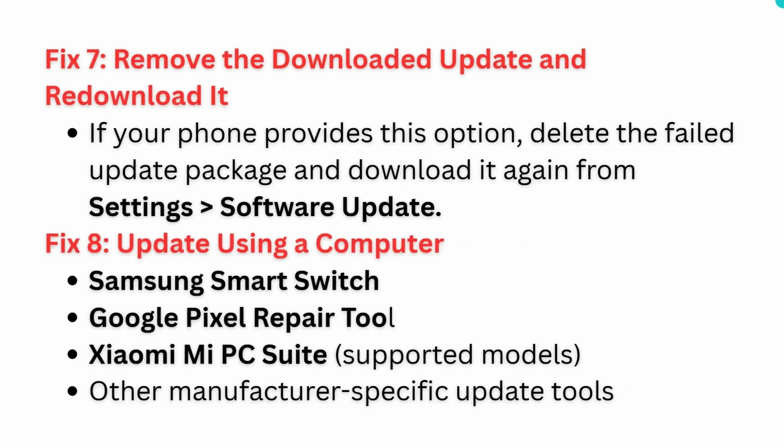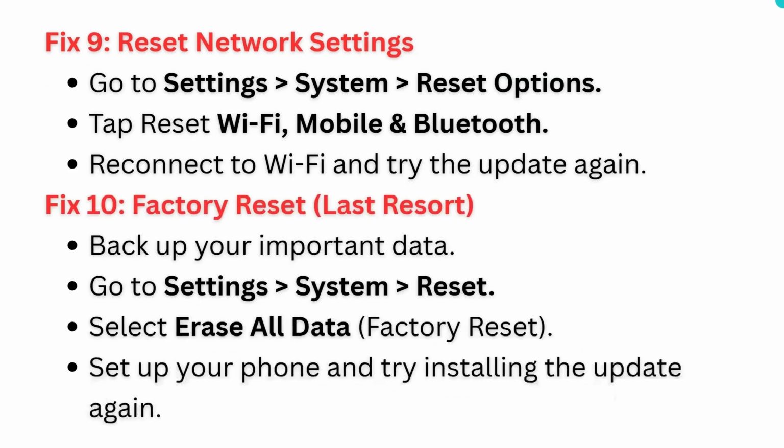Fix 7. Remove the downloaded update and re-download it. If your phone provides this option, delete the failed update package and download it again from Settings and select Software Update. Fix 8. Update using a computer. Samsung Smart Switch, Google Pixel Repair Tool, Xiaomi Mi PC Suite, which is supported by many models, and other manufacturers' specific update tools.